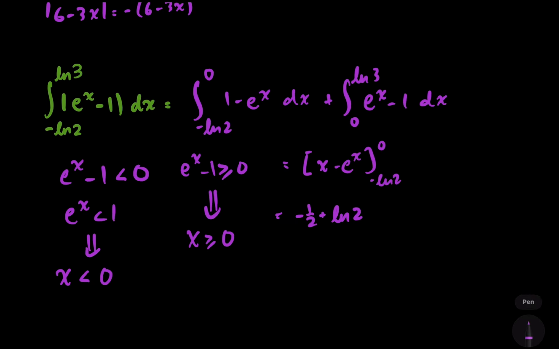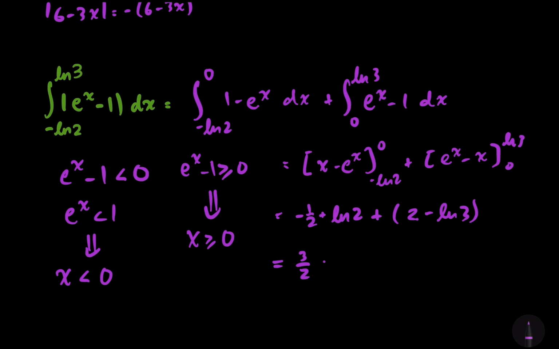And then this portion over here, we have plus the integral from 0 to the natural log of 3 of e to the x minus 1. That's just going to be e to the x minus x, evaluated at natural log of 3 and 0. And so we get plus e to the natural log of 3 is just going to be 3. And then minus the natural log of 3. When we evaluate this at 0, we just end up with 1. 3 minus 1 is 2. And so that just becomes 2. And then ultimately 2 minus 1/2 is just going to be 3/2.